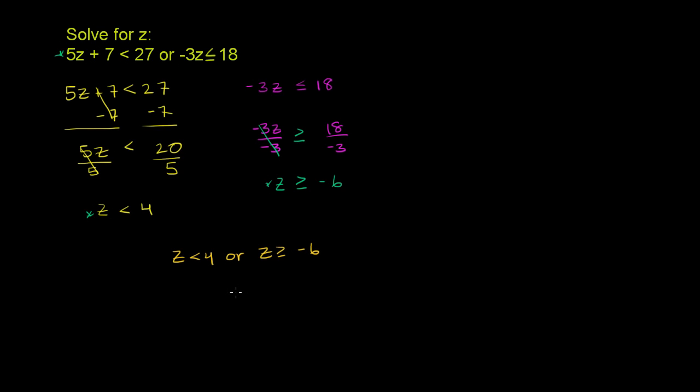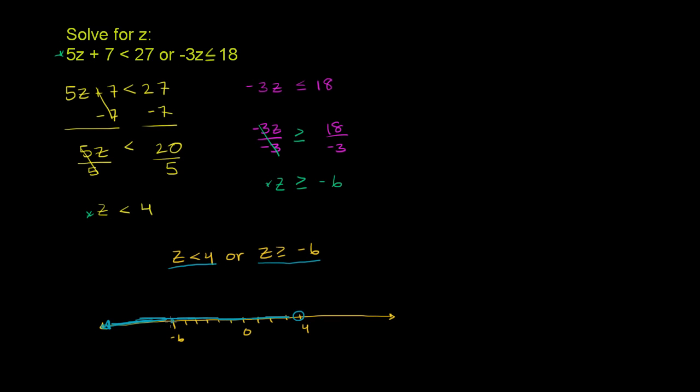And this is kind of interesting here, because let's plot these. So there's a number line right over there. Let's say that 0 is over here. We have 1, 2, 3, 4 is right over there. And then negative 6, we have 1, 2, 3, 4, 5, 6. That's negative 6 over there. Now, let's think about z being less than 4. We would put a circle around 4 since we're not including 4. And it would be everything less than 4.